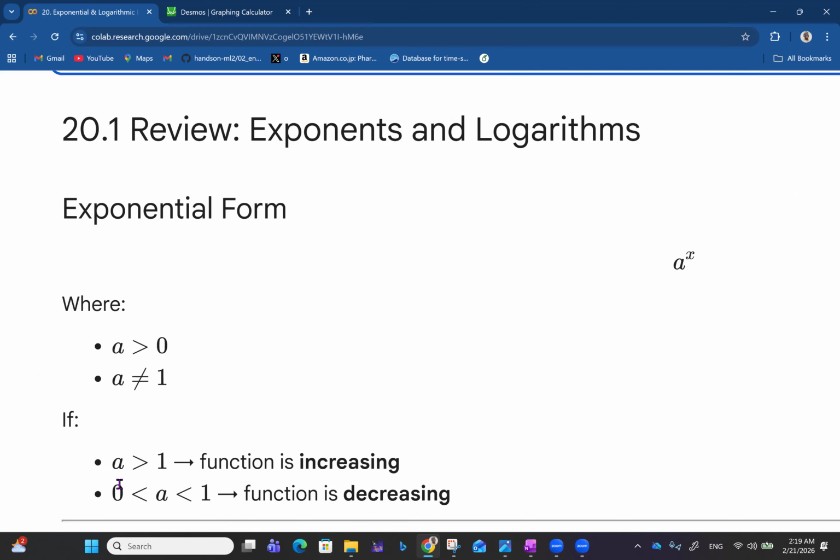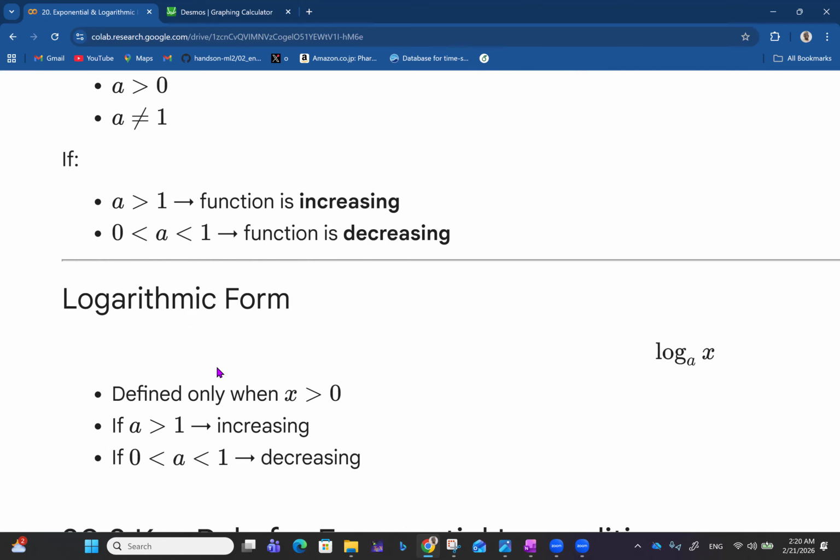If a is greater than 1, it is an increasing function. But if a lies between 0 and 1, the function is decreasing. And that's why I said you can have values between 0 and 1, so it won't be right to say the combined condition is a greater than 1. Then we go for the logarithmic form now.